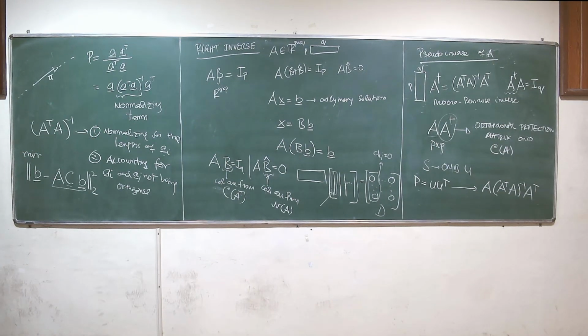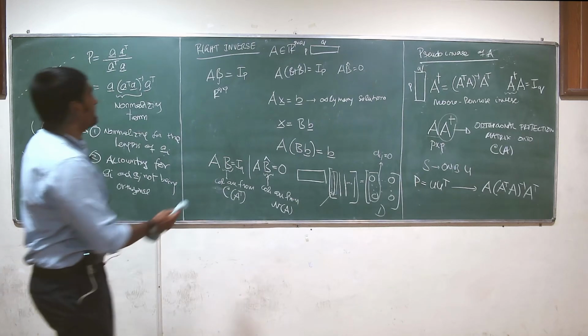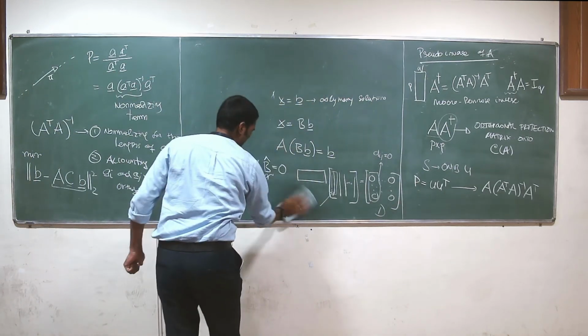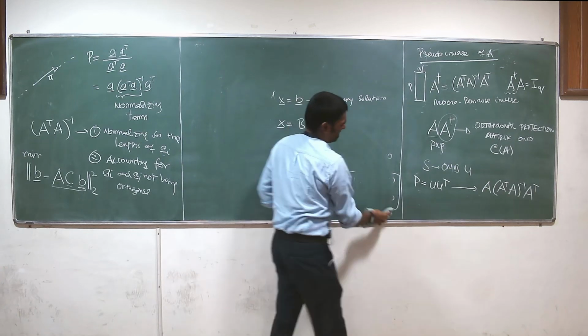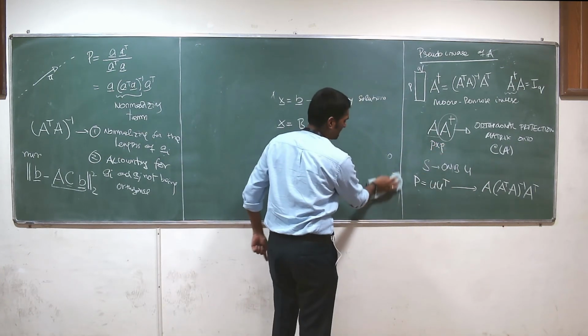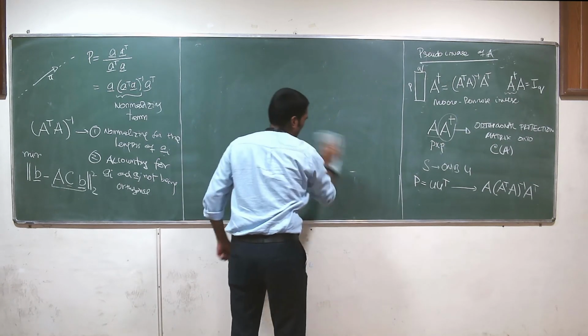Okay, all right. So that's all I wanted to say about the left pseudo inverse. A times the left pseudo inverse is an orthogonal projection matrix onto the column space of A.